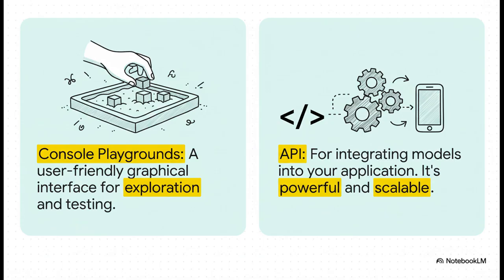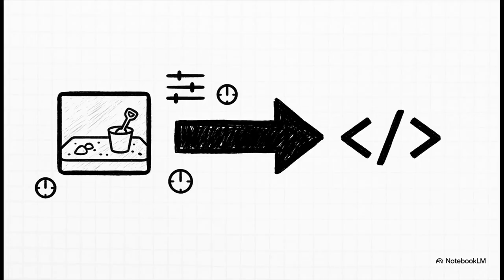Then, when you're ready to get serious and actually build something, you move over to the API. That's how you plug this power directly into your own applications. It's the real deal. Scalable, automated, and ready for production. And seriously, here's a pro tip for you. Always start in the playground.